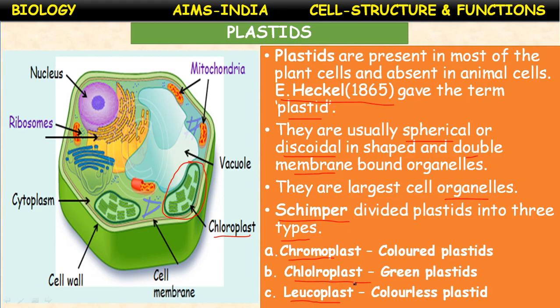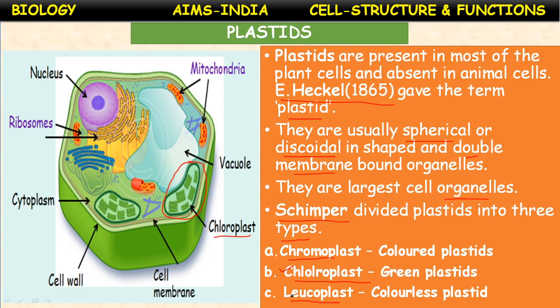The chloroplasts are present in the green and herbaceous parts of the plant, that is leaves and herbaceous stem, and their main function is to trap solar energy and perform photosynthesis. That is why chloroplasts are called the kitchen of the plant cell, where the food material is synthesized.